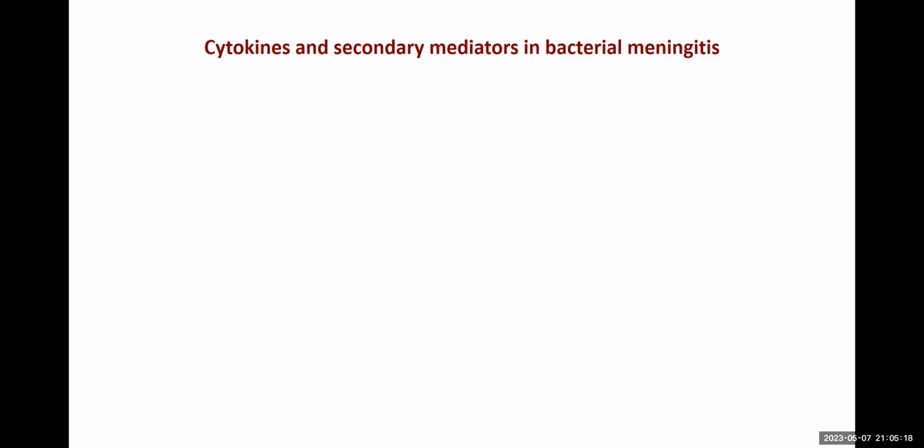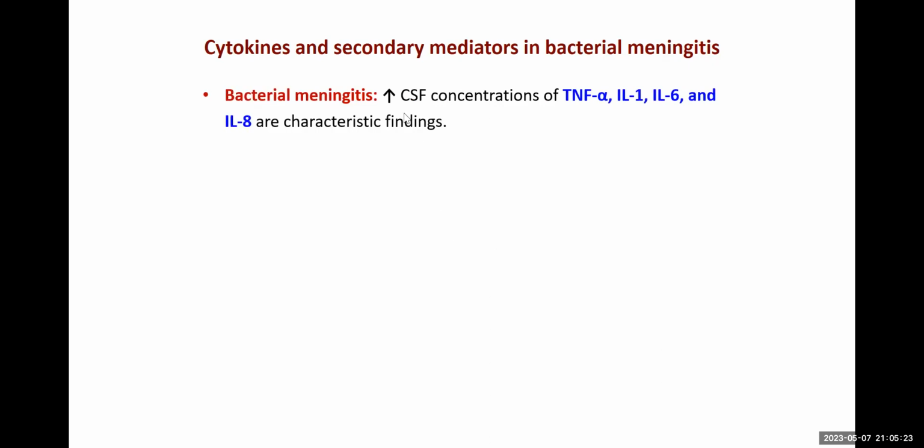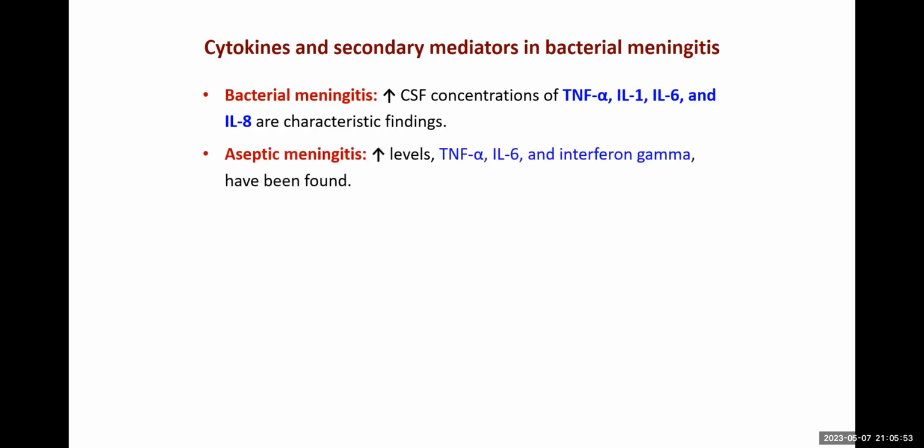So, cytokines and secondary mediators in bacterial meningitis. Bacterial meningitis increases CSF concentrations. There are increased concentrations of TNF alpha, IL-1 beta, IL-6, and IL-8. These are the characteristic findings, but we don't look for these things. We look for other things like the proteins, the sugar, and the bacteria and immune cells in the CSF. That I'll show you in a later slide, and that is a very important slide.